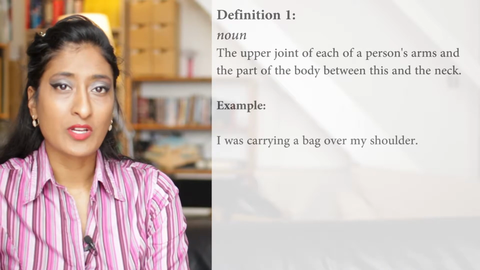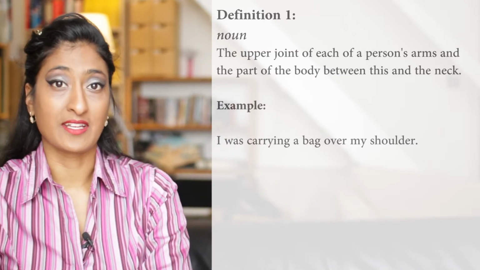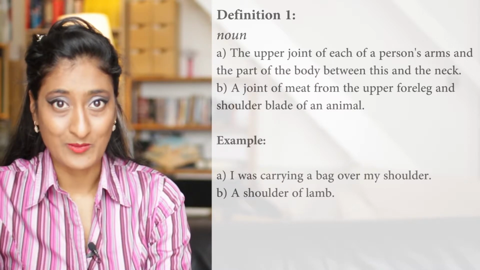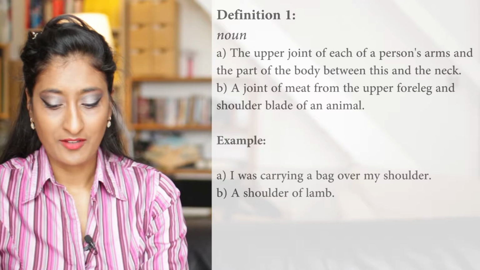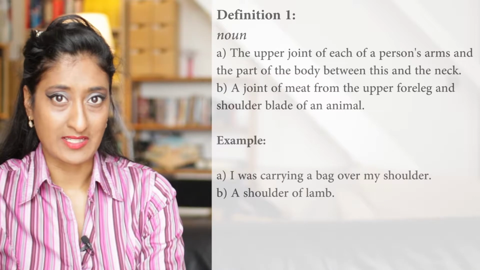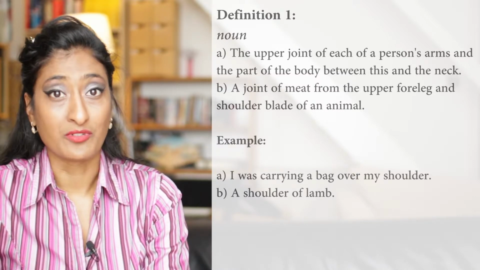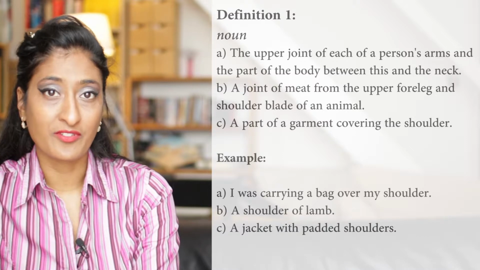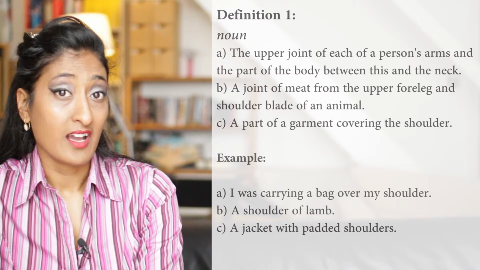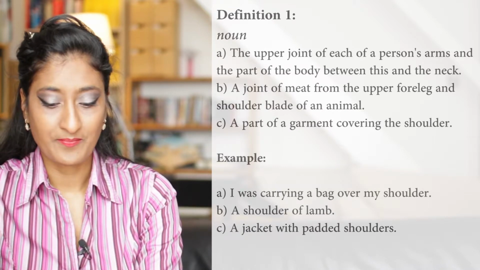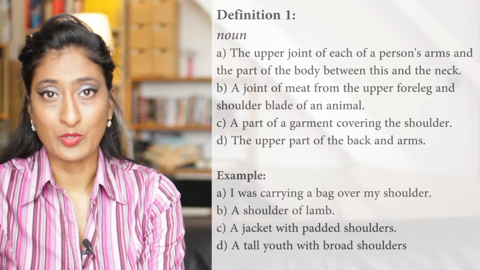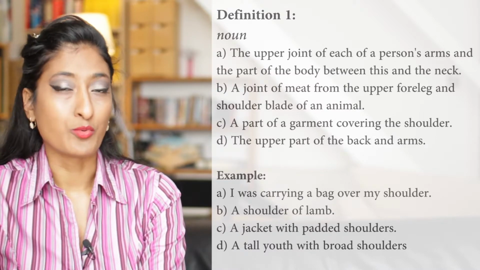Now, another way that the word shoulder can be used in this umbrella definition is when you talk about the shoulders of animals. A joint of meat from the upper foreleg and shoulder blade of an animal. So an example sentence would be when you refer to a shoulder of lamb. Another way is when you refer to the shoulder as part of a garment covering the shoulder, i.e. a jacket with padded shoulders, or the upper part of the back and arms, where the example would be a tall youth with broad shoulders.